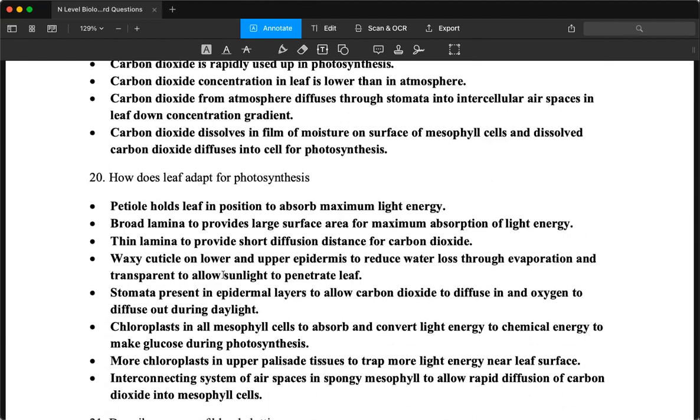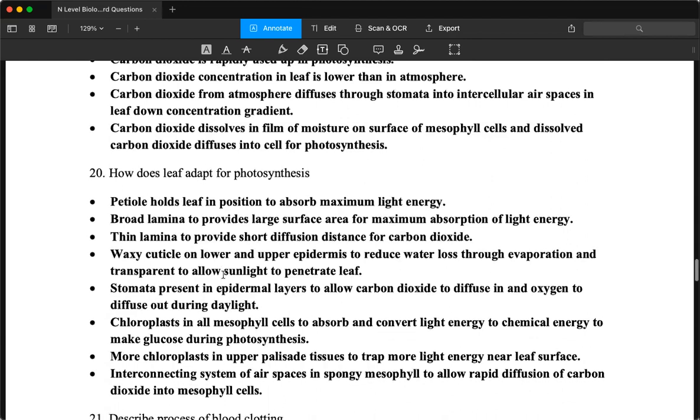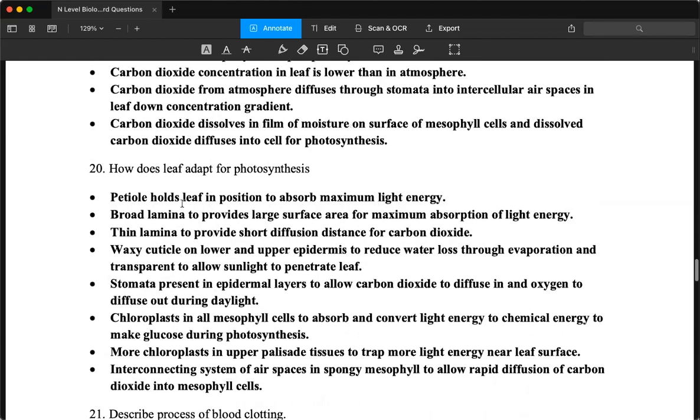These are the adaptations of the leaf for photosynthesis. I will not read out everything. I will just choose 3 adaptations for clarification. I will choose thin lamina to provide short diffusion distance, because this phrase short diffusion distance came out very frequently. So I think it'll be easier for students to remember together.